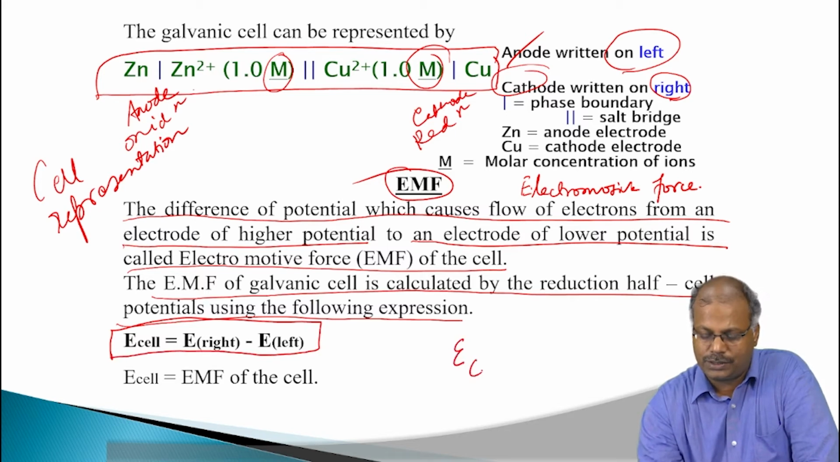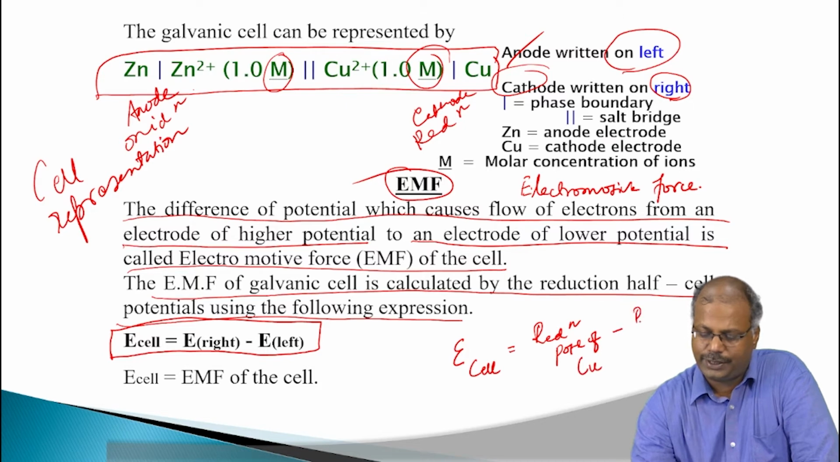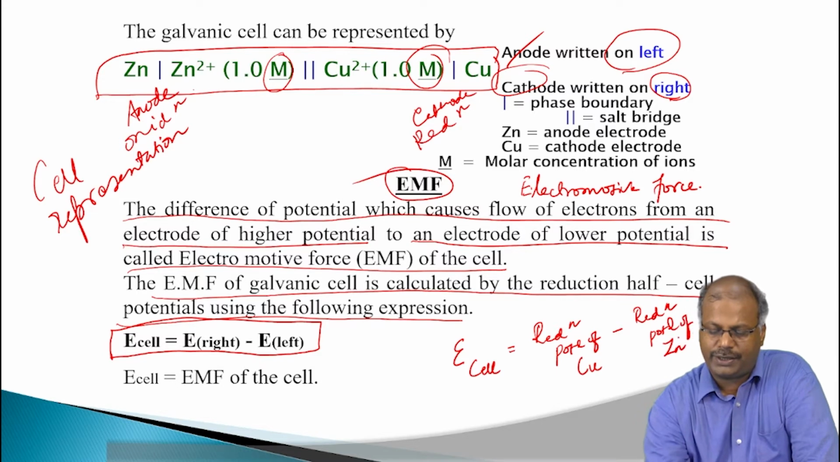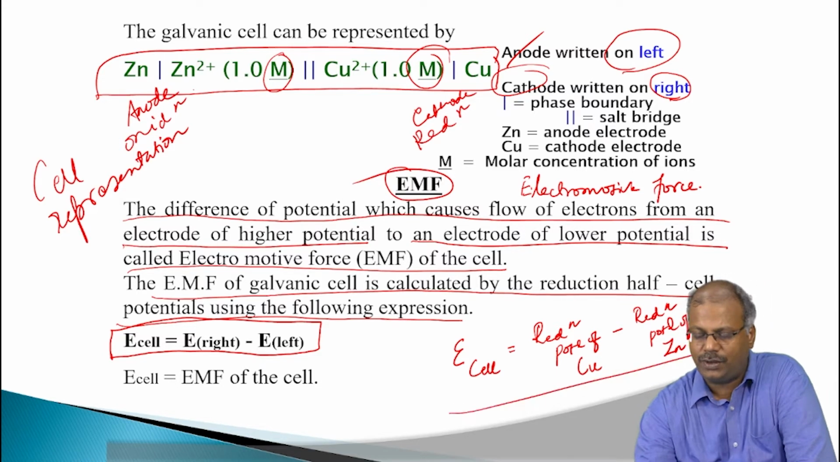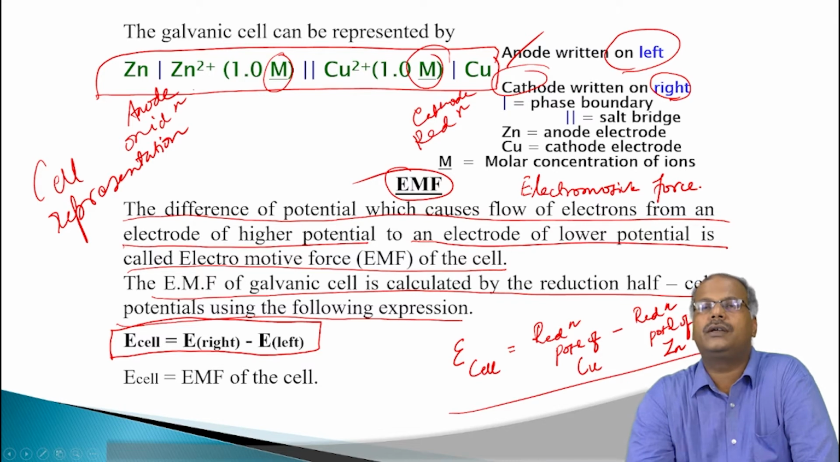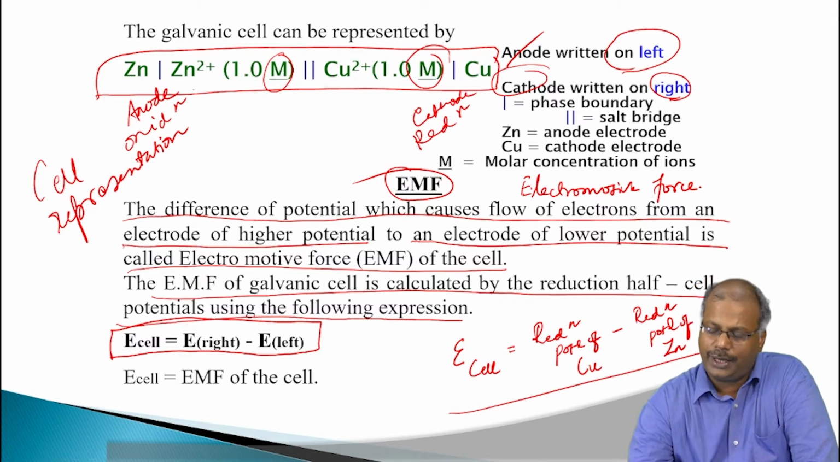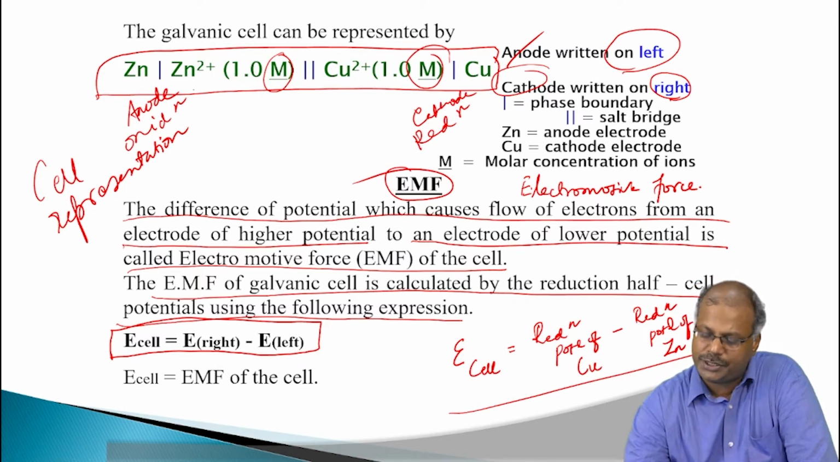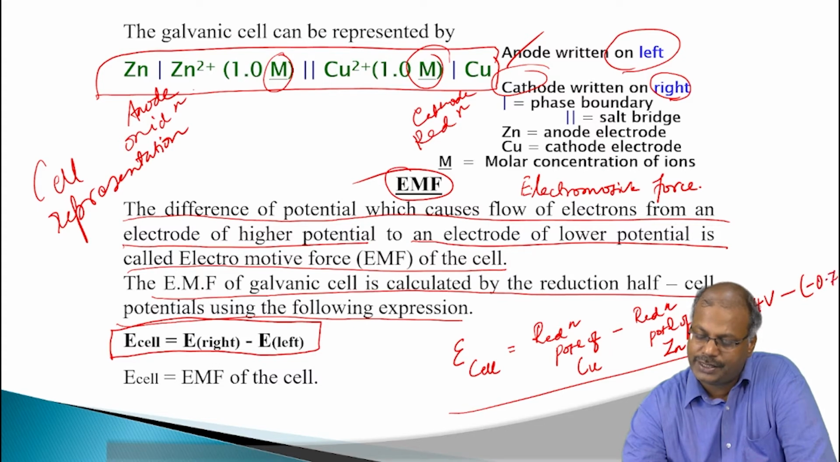So we can also say E cell is equal to the reduction potential of copper on the right side, minus the reduction potential of zinc, which is the left side oxidation. This is for the zinc copper galvanic cell. Now I know the reduction potential of copper, which is plus 0.34 volts, minus the reduction potential of zinc, which is 0.76.